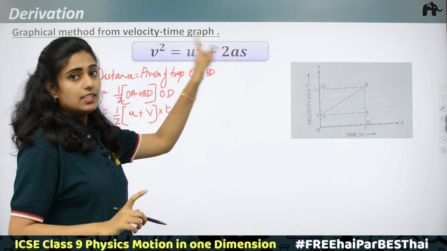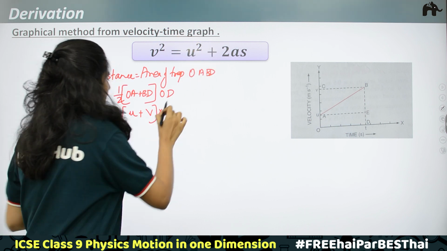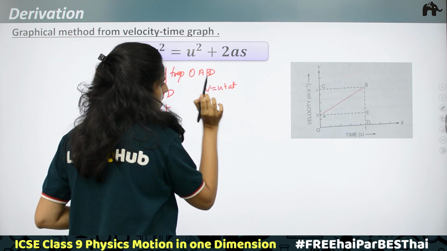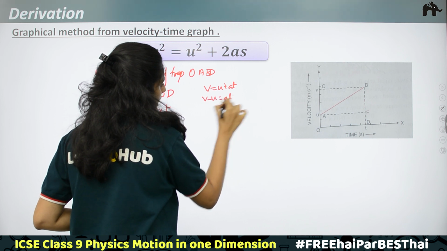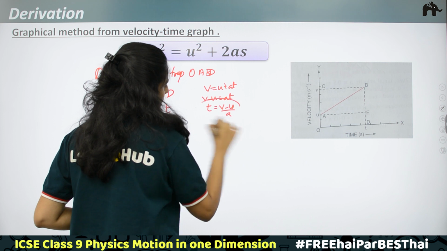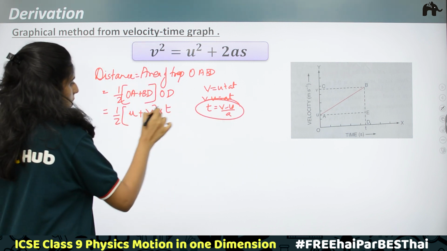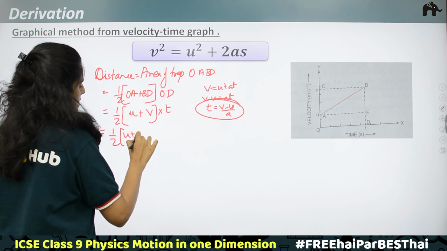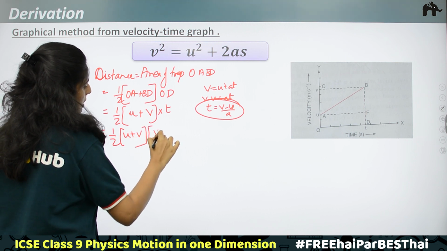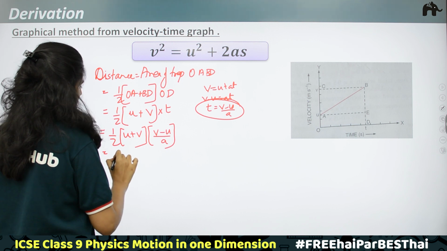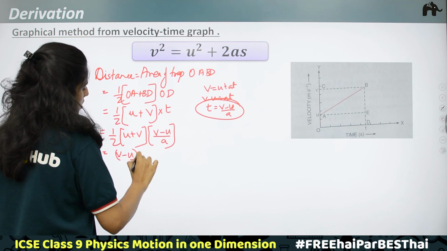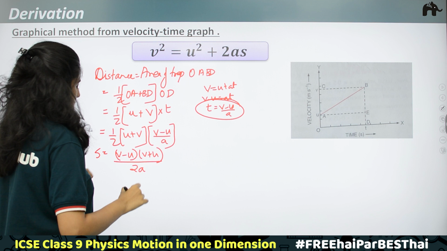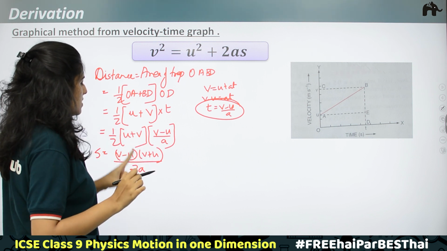Here you can see that in this equation we don't want t, so we have to remove this t. From the first equation of motion, v = u + at, from which what is t? v − u = at, and t = (v − u) / a. So in place of t, I am going to put (v − u) / a. That is half into (u + v) into (v − u) / a, or (v − u)(v + u) / 2a is the s. Distance s = (v − u)(v + u) / 2a.